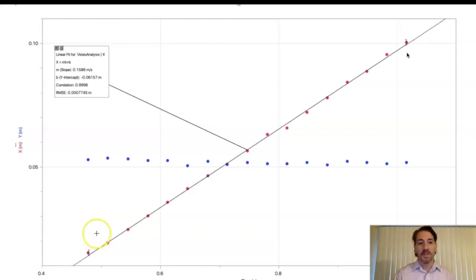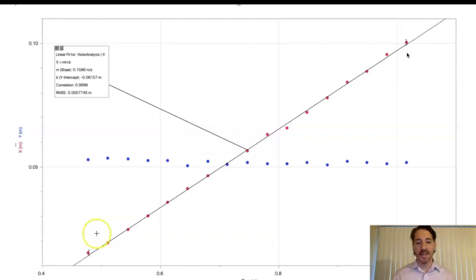The computer tells me that the equation of this graph is x equals mt plus b, where m, just like in algebra, is still the slope of my line. It's telling me my slope is 0.1586 meters per second. So there are units in my slope, and we'll come back to that. It says that b, the intercept, is negative 0.06157 meters, approximately 0 meters. We'll talk about what the intercept means too.